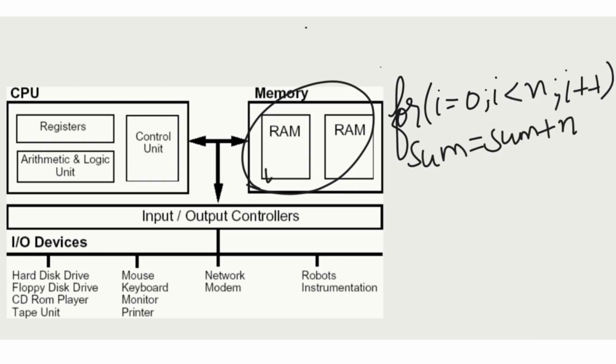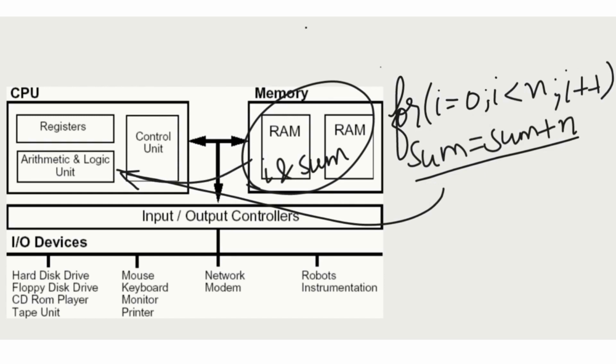Here, the variables I and sum are stored in the RAM memory, and the addition operation takes place in the ALU unit of the CPU. And the compiler has to fetch the values of I and sum for every iteration. This ultimately increases the compile time, and hence the register storage class is used.